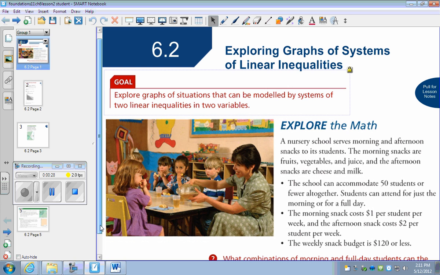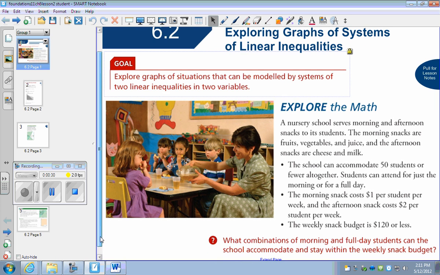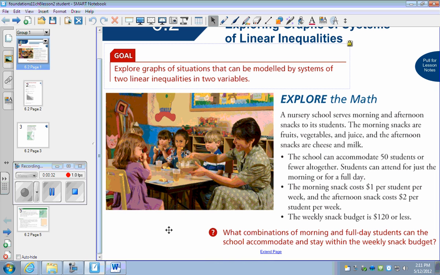Okay, the school can accommodate 50 students or fewer altogether. Students can attend for just the morning or the full day. The morning snack costs $1 per student, and the afternoon snack costs $2 per student per day. The weekly snack budget is $120 or less. Okay, so a couple of things.